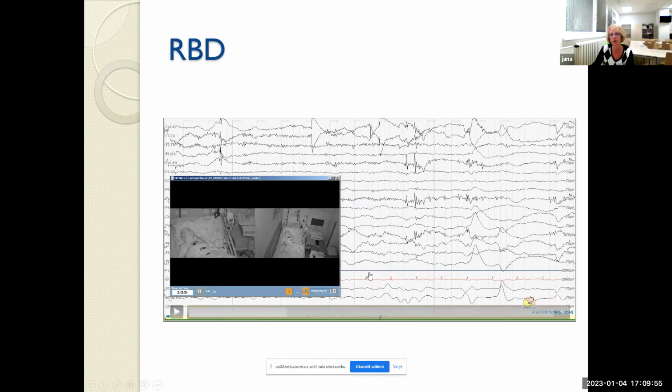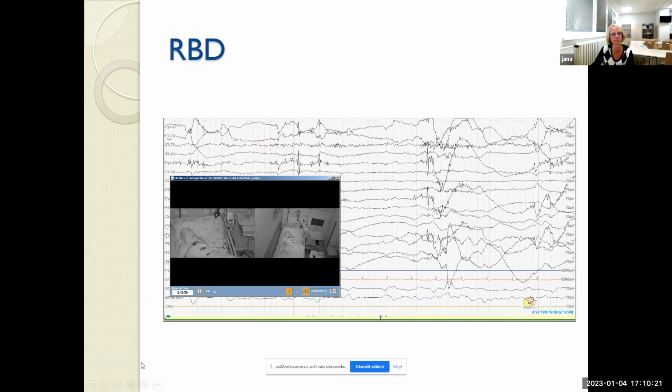Let me stop here. You see the EEG, it looks like wakefulness, but here you see the movement of the eyes. So this is REM sleep, and this patient is laughing, she is moving, she is having some sort of vivid dreams, and she doesn't remember, so I will show a little bit more.